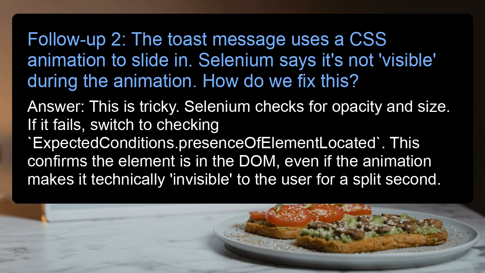Follow-up 2. The toast message uses a CSS animation to slide in. Selenium says it is not visible during the animation. How do we fix this? Answer: this is tricky. Selenium checks for opacity and size. If it fails, switch to checking expected conditions: presence of element located. This confirms the element is in the DOM, even if the animation makes it technically invisible to the user for a split second.